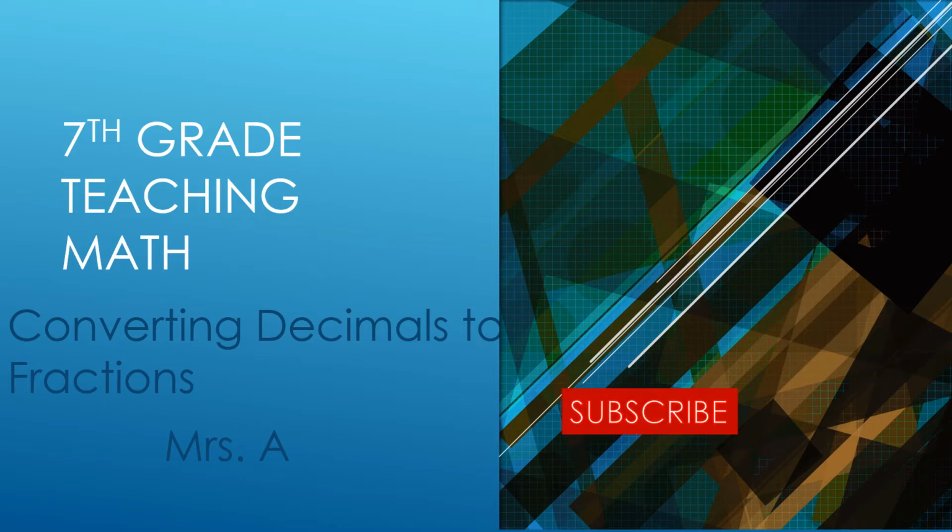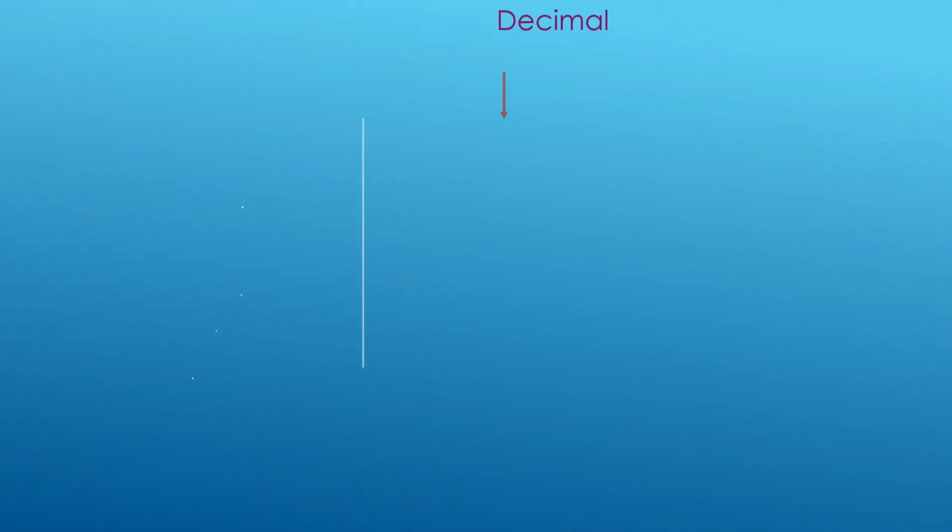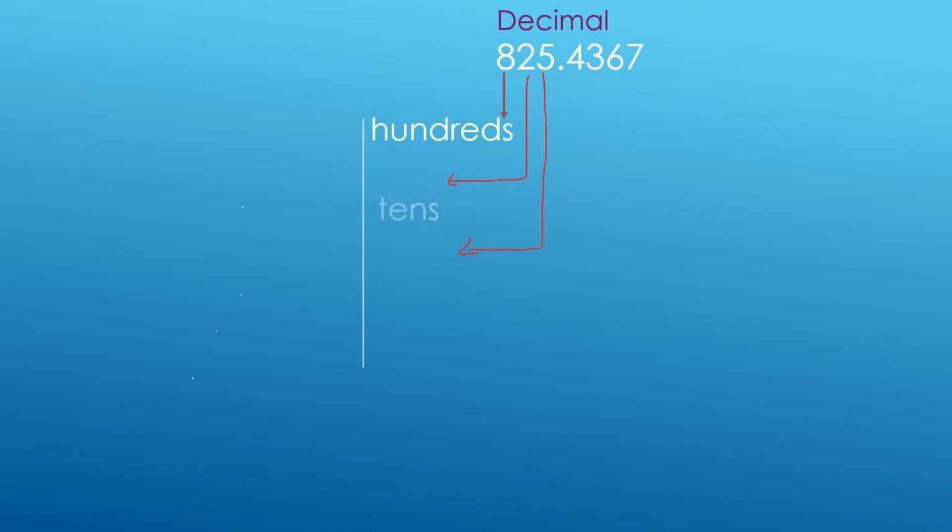Now, let's have a review first about decimals and the place value of each number. So I have here 825.4367. The number 8 is in the hundreds place, 2 is in the tens place, and 5 is in the ones place.